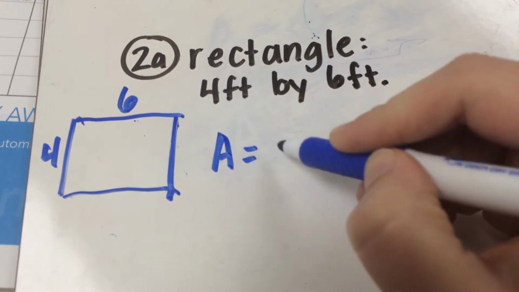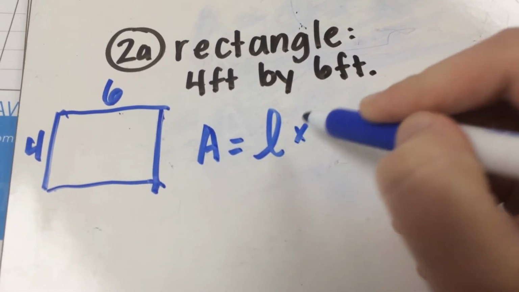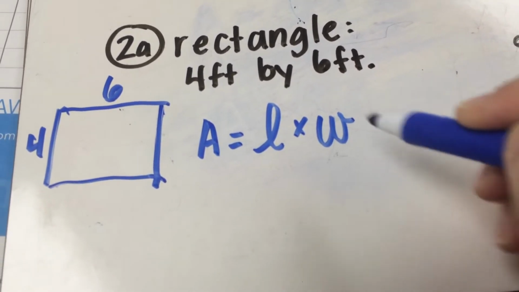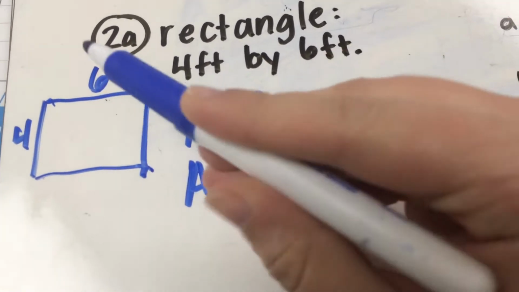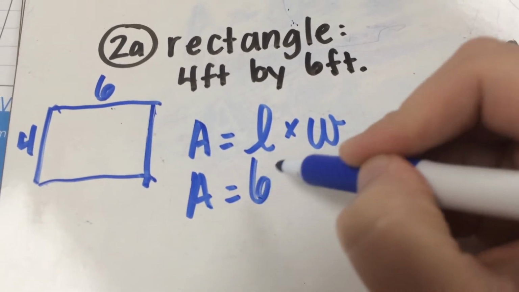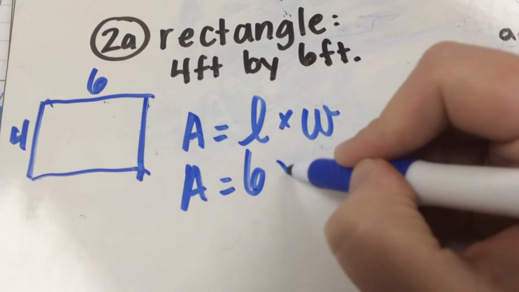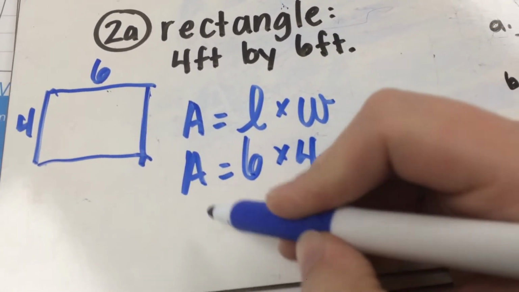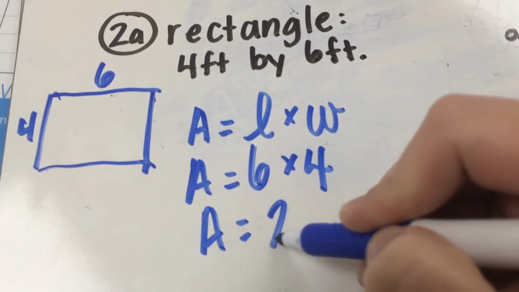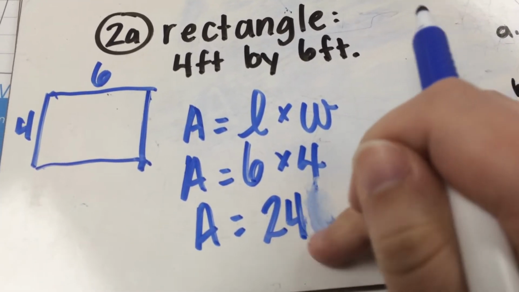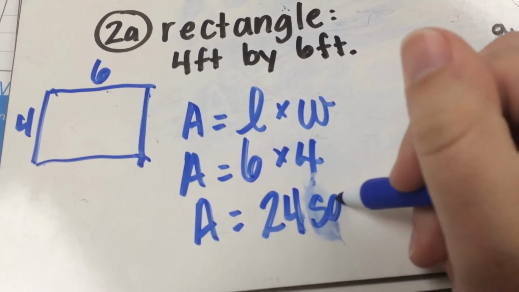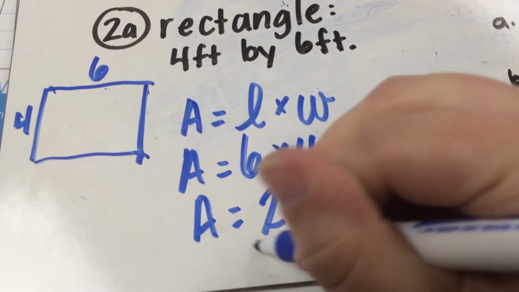My formula is what? Area equals length times width. So my length is what? 6 feet. And my width is 4 feet. Okay, so my area is 24. Ooh, I almost messed up. It's not 24 feet, it's 24 square feet.